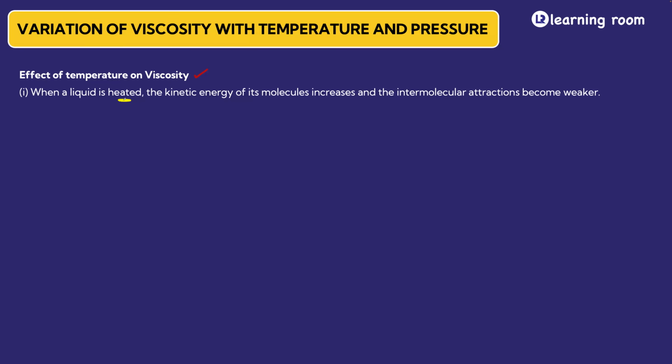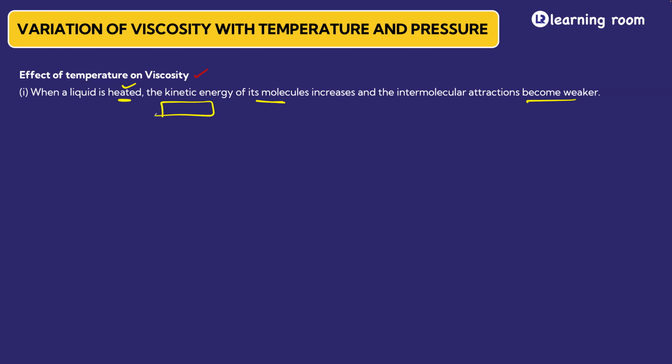Now see, when a liquid is heated, what can you observe? Whenever you heat something, what is going to increase internally? The kinetic energy of the molecules is going to increase. If the kinetic energy increases, then the intermolecular attractions are going to decrease. They'll become weaker. Accepted? Now, what do you think should happen to the viscosity? Obviously, it should decrease. The viscosity of the liquid should decrease.